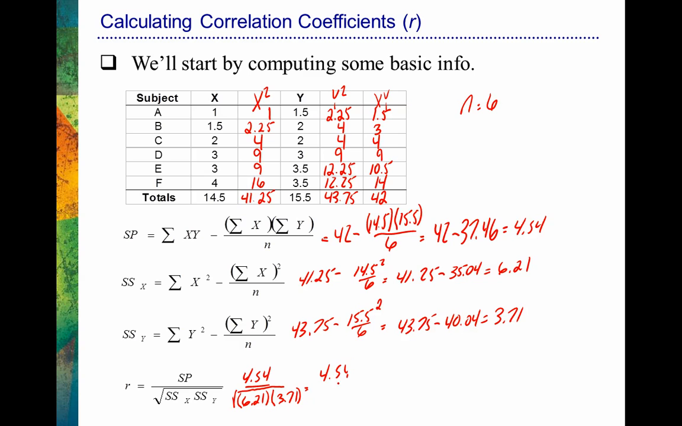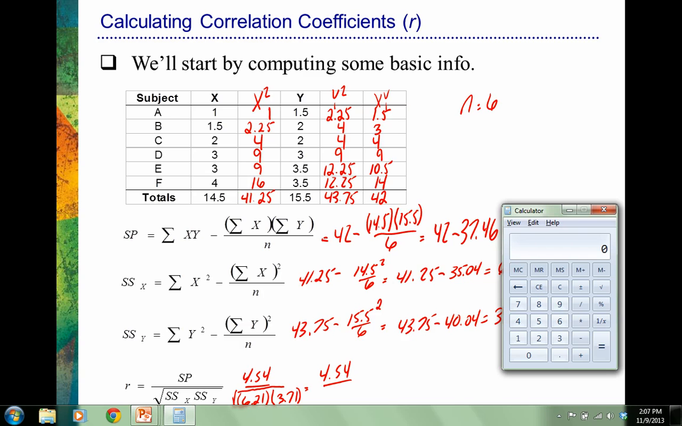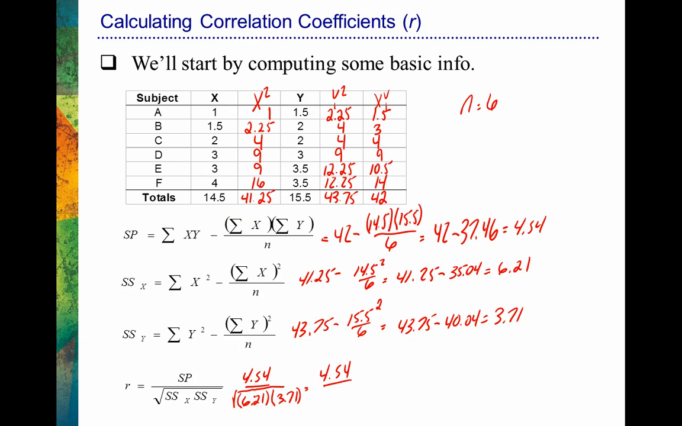4.54. Let's figure out what is all underneath here. So let's go ahead and use our calculator. We're going to take 6.21 and then multiply by 3.71. That equals 23.039. We'll call that 23.04. So right here now we need the square root of 23.04.